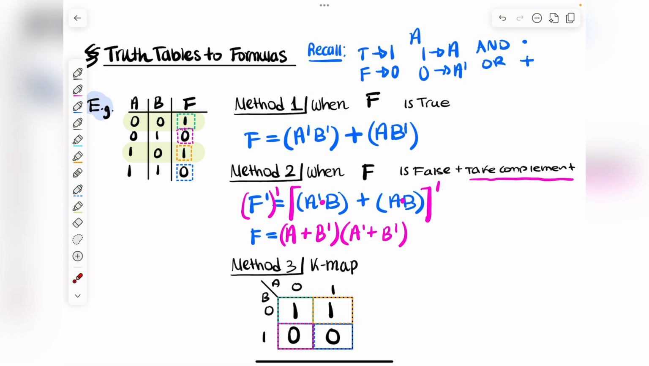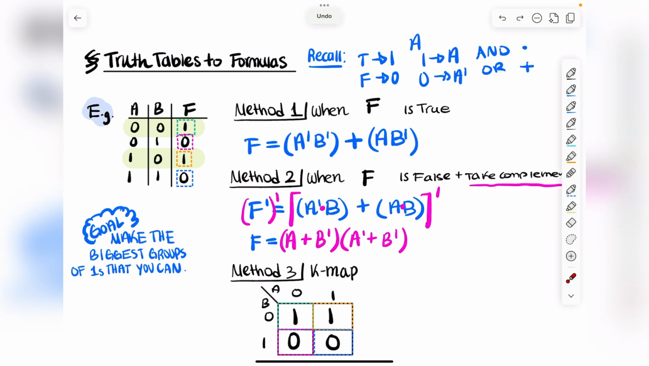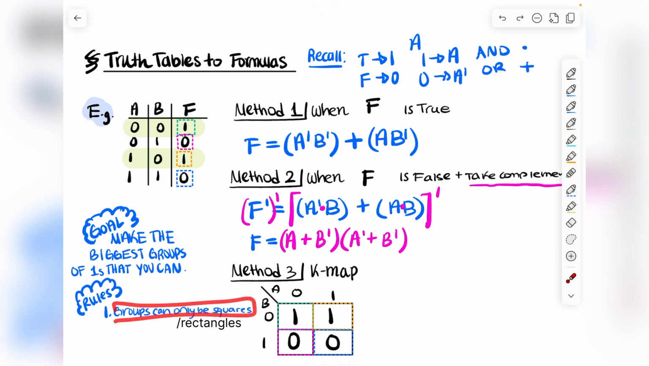Now, how do you get a formula from this KMAP? Well, the goal is to always make the biggest groups of ones that you can, but there are some rules. First of all, your groups can only be squares. So if there was a 1 here, I can't do something like this, like an L shape. That's not a square. If there was a 1 here and this was a 0, I couldn't do a group like this because that's also not a square.